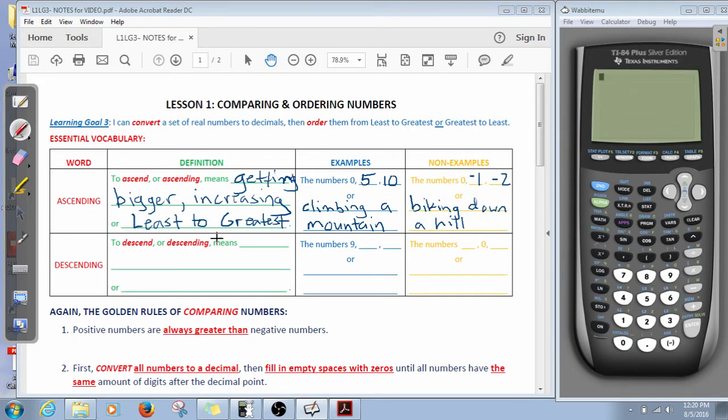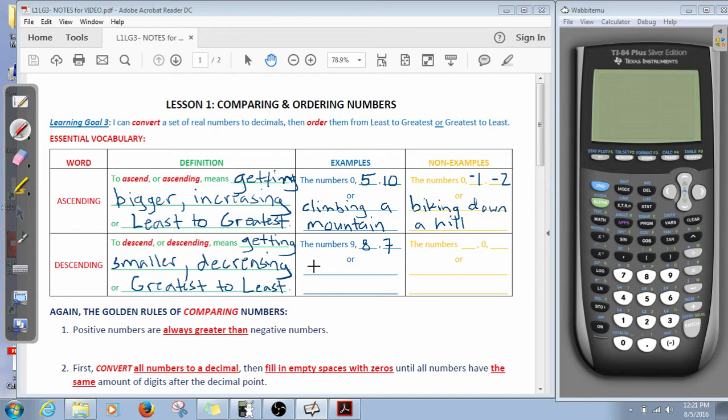So to descend or descending is just the opposite. So if we're talking about numbers, we're getting smaller. Another word for getting smaller would be decreasing, descending, decreasing. Or in this case, we're going to start with our biggest number, greatest, to least. Decreasing from the biggest number to the smallest number, that's decreasing. So numbers 9, 8, 7, that would be decreasing, that would be descending.